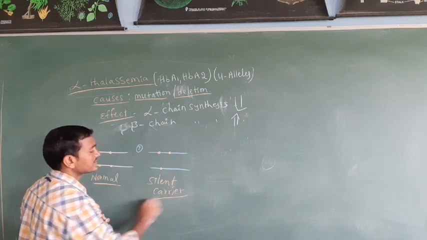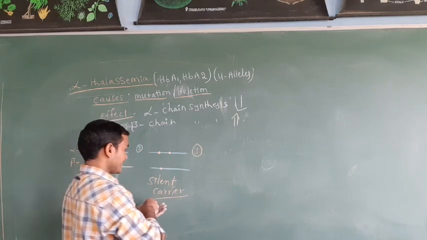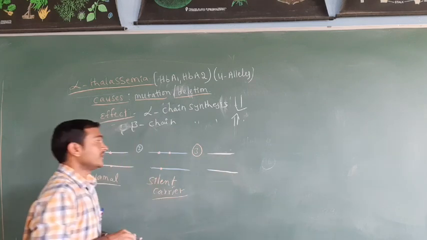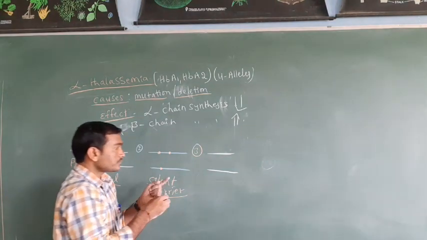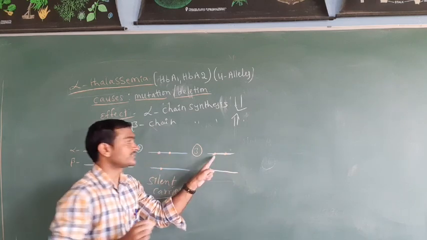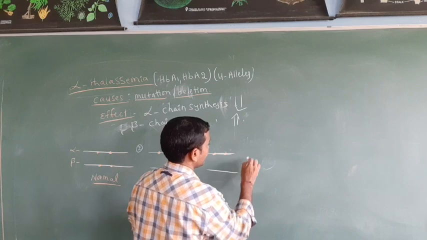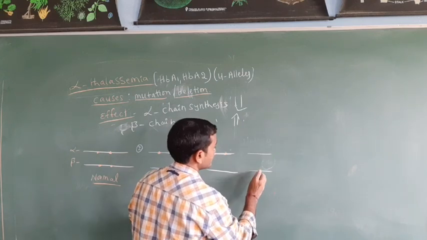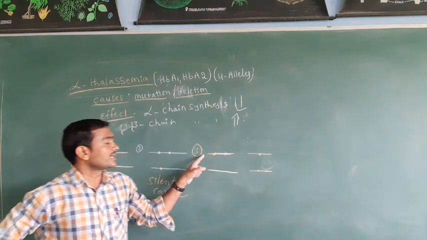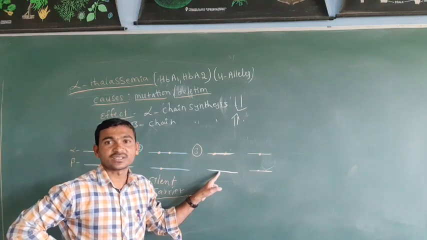It is called what? Silent carrier, in that second type. What is the third type? Taking the same alpha chain and beta chain, if only two alleles are present, and the same in the other, there are two types. See here, in the third one, the alpha chain has two alleles, while the beta chain has no alleles.